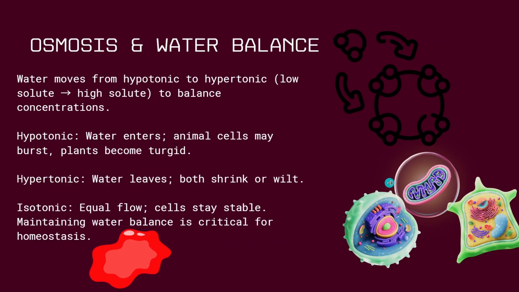So osmosis and water balance. Water always moves from hypotonic to hypertonic, from low solute to high solute. Hypotonic means water enters, animal cells burst, and plants get turgid. Hypertonic means water exits, cells shrink or wilt. Isotonic means balance, so water balance is equal to survival.